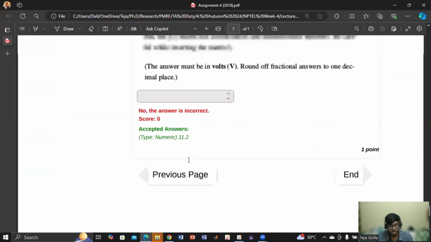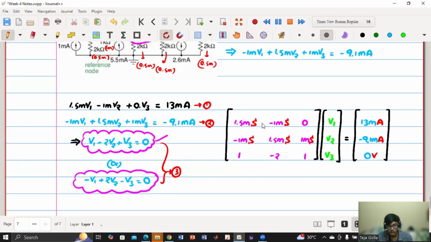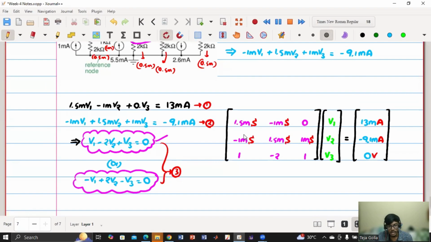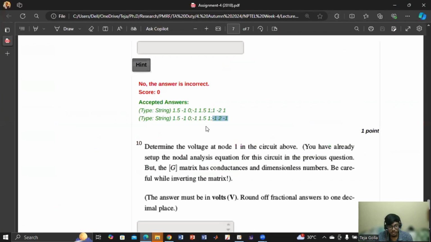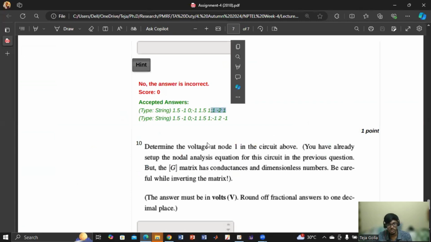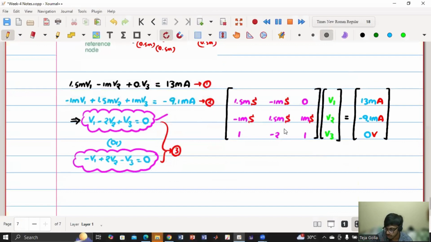Let us just go and check. In the first row we have 1.5 milli, minus 1, 0. The other one is minus 1, 1.5, 1. The last one could be 1 minus 2 1 or minus 1 2 minus 1. So ours is 1 minus 2 1. So this is also correct and our equation is true.